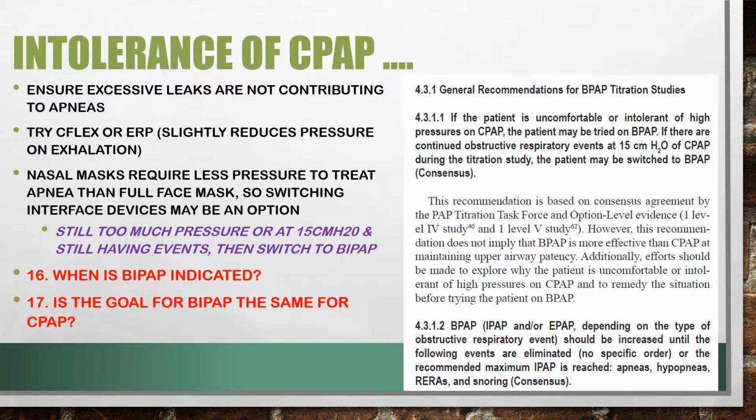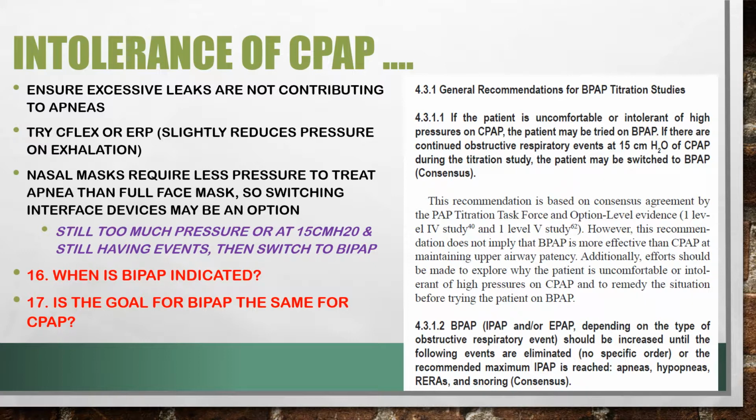Okay, so what if your patient just is intolerant of CPAP? Well, before you can determine that your patient is intolerant of CPAP, you have to first ensure that there are not excessive leaks, which might be contributing to respiratory events. You also want to try C-Flex or ERP, which slightly reduces the pressure on exhalation. That might make them more tolerant of their PAP.